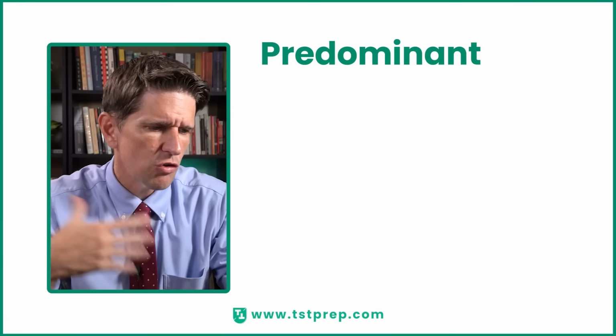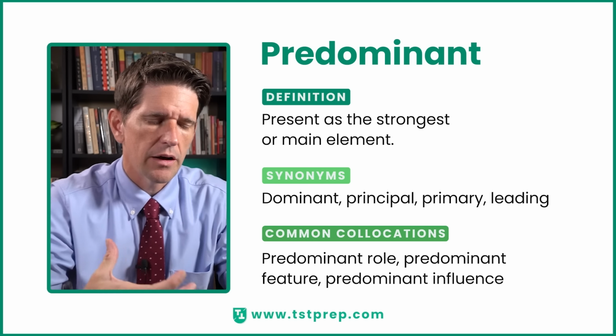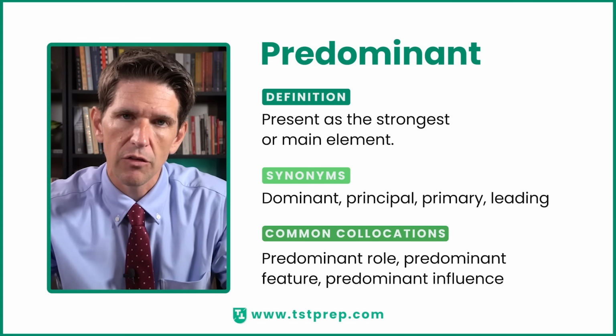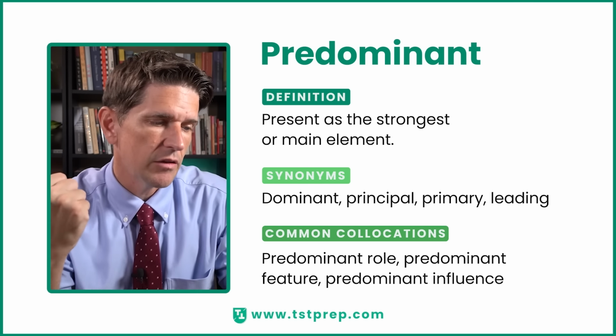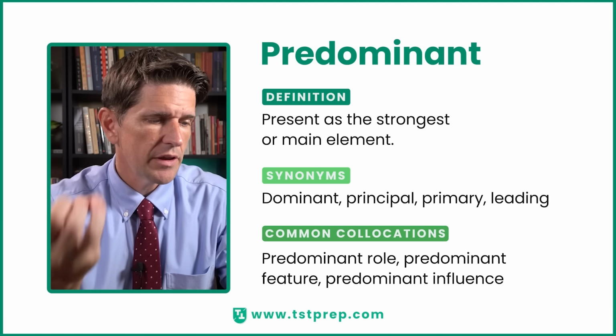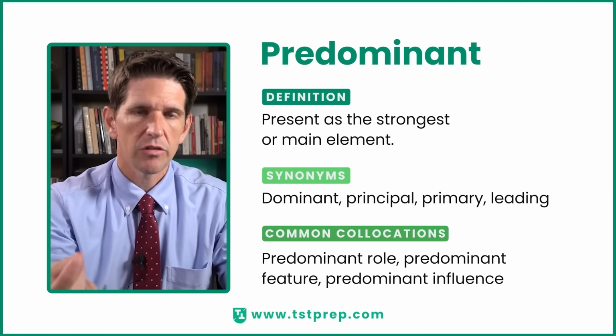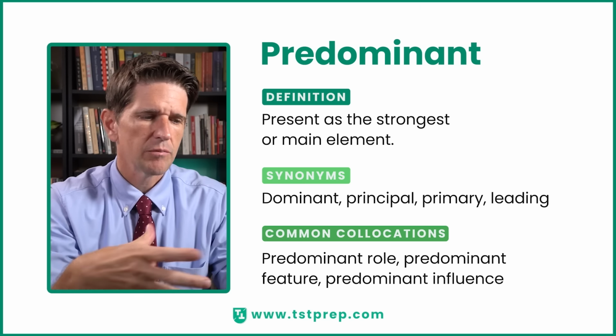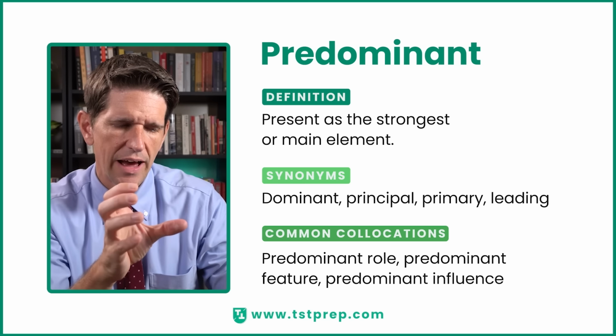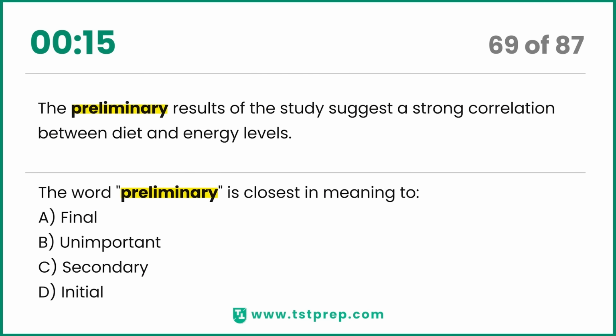So it's the strongest element of something. We talked about how a team dominated another team. That is the verb form. But here, predominant is more of an adjective. Predominant feature is more common, I would say, as an adjective than dominant feature. I think you know what it means. Dominant is pretty important, the most important thing, the strongest element. Next one.